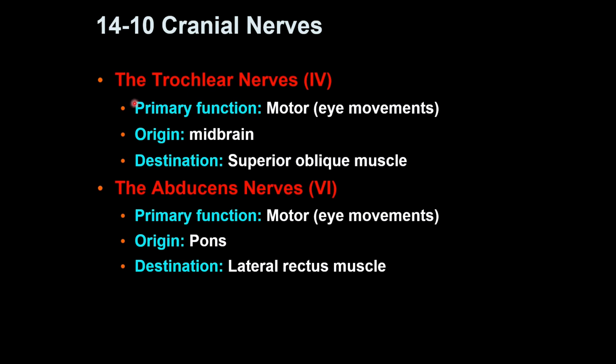The abducens nerve is cranial nerve 6, and that's again a motor only nerve. Its origin is different now. So cranial nerves 3 and 4 were coming from the midbrain, but cranial nerve 6 is from the pons. And that ends up in the lateral rectus, and the lateral rectus is important for movement of the eye laterally, outside.